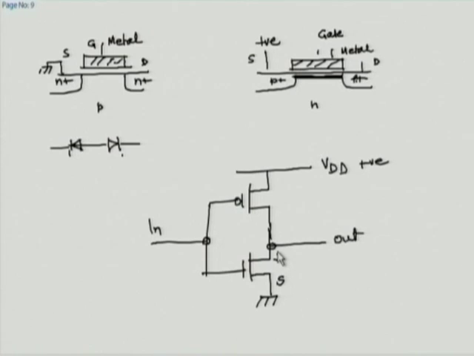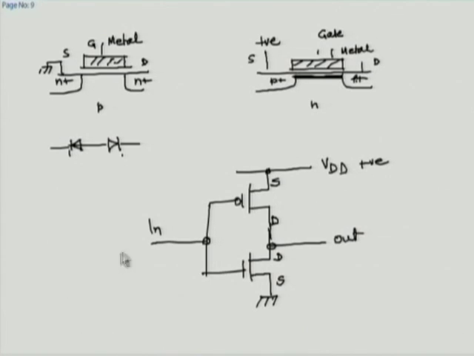On the other hand, for p channel we must source holes, and only the positive terminal can source holes. Therefore, this is the source and this is the drain. So in short, the two drains are shorted together and the output is taken from the junction of the two drains. The n channel source goes to ground, and the p channel source goes to VDD, and the input is applied to the gate.